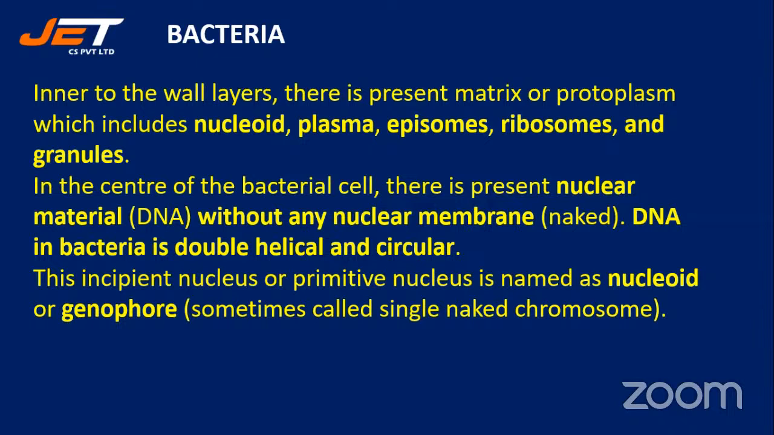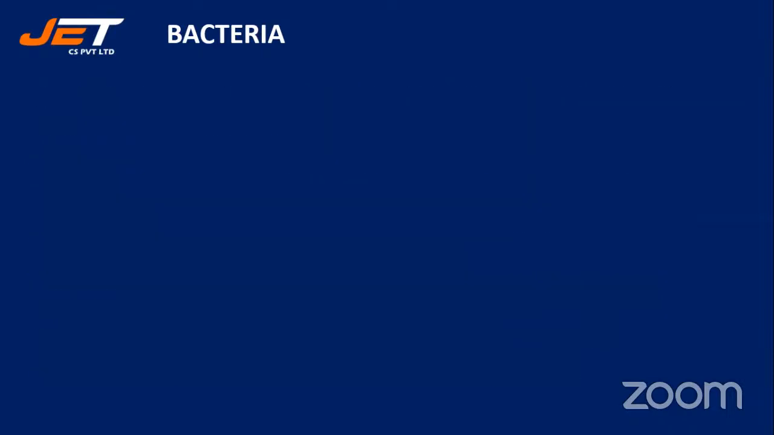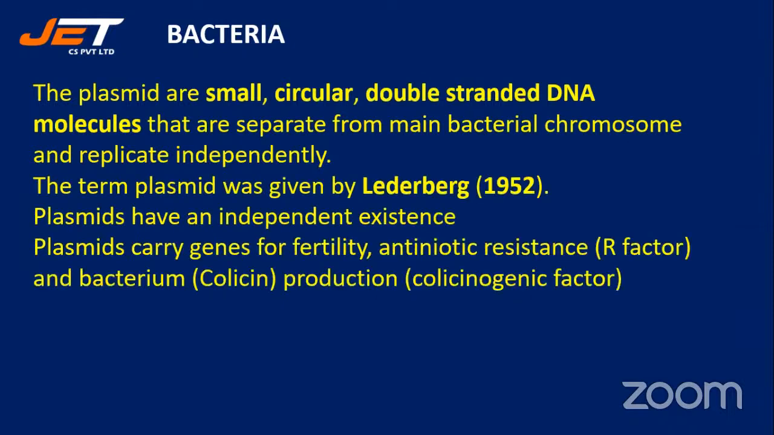It means that it is a rubber band. A rubber band, if it is in the twisted form, represents the DNA structure of the bacteria. These are the things we have already learned so far. The incipient nucleus or primitive nucleus is named the nucleoid or genophore.